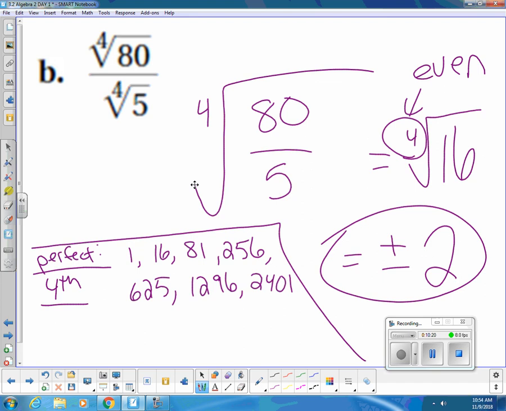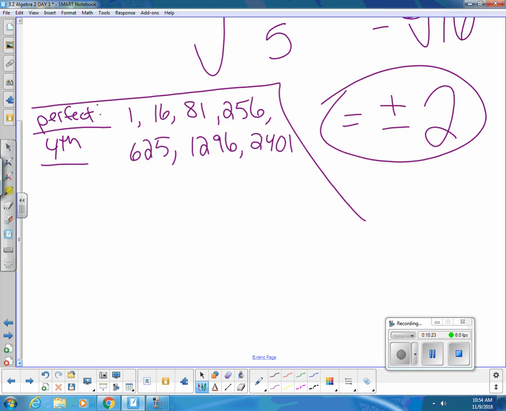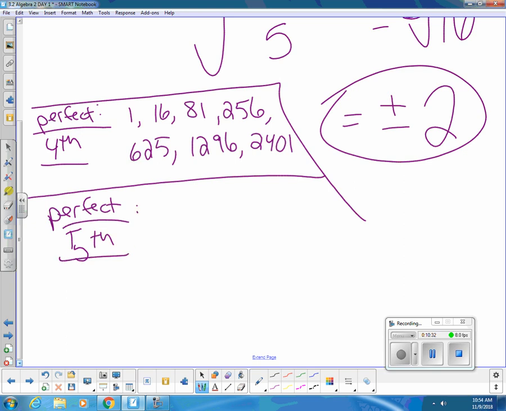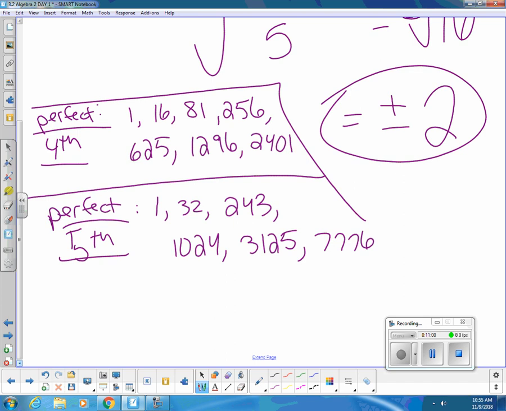All right, while we're paused, let's make ourselves our perfect fifth list. Why not? This is the perfect fifth roots list. 1 to the 5th would be 1. These numbers get big quick. 2 to the 5th, 32. 3 to the 5th, 243. 4 to the 5th, 1024. 5 to the 5th, 3125. 6 to the 5th, 7776. It's probably big enough. I'm not going to give you numbers any bigger than that.